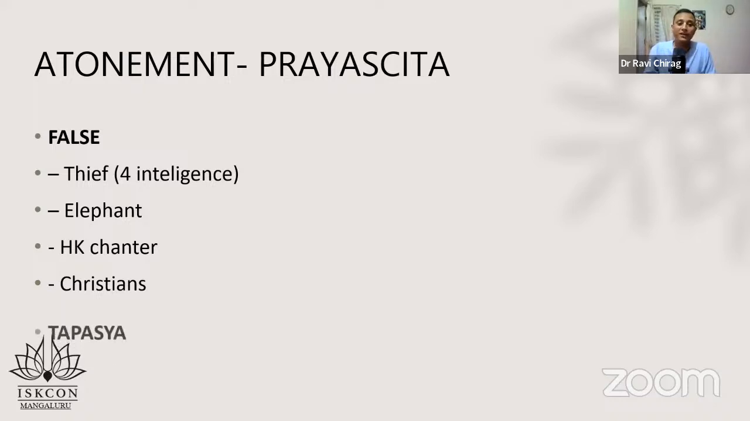Then what is the true prayashchit? True prayashchit is tapasya, following the instructions. That is the true atonement. Real atonement is tapasya. Prabhupada says real atonement is tapasya. So false atonement you have seen: doing the wrong thing and taking the shelter of the Lord's name.